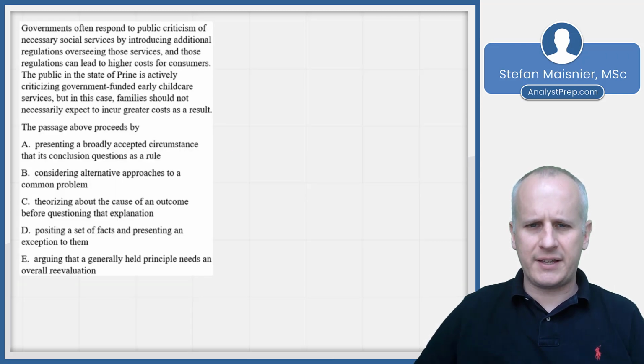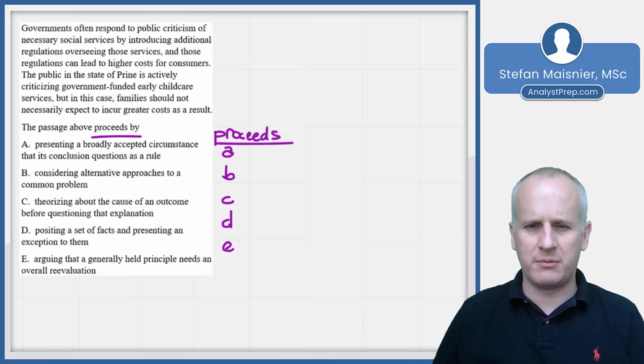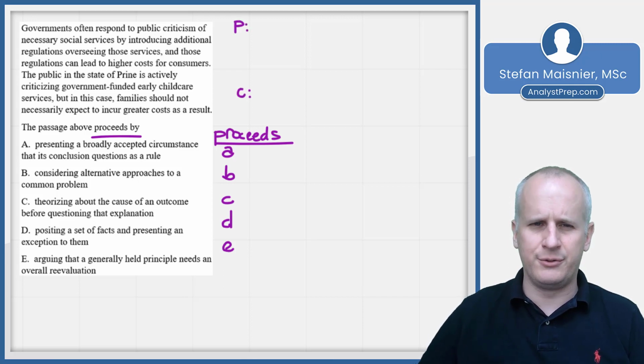Here we have a sample critical reasoning prompt and question. We'll set up our scratch work A through E as we always do, and we see the passage above proceeds by. So we're literally being asked to just replicate what the method of argument is here. So I'll just write proceeds, but I know that I'm going to need my premise and I'm going to need a conclusion. So we'll read from the top.